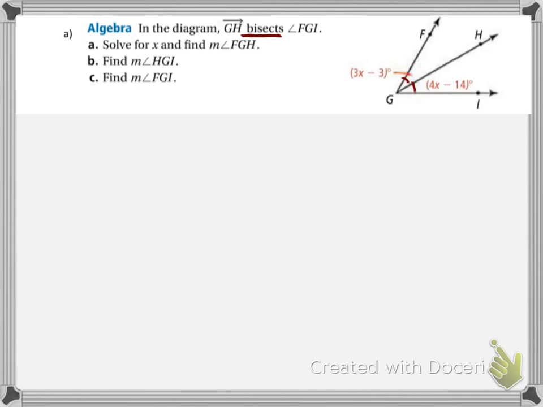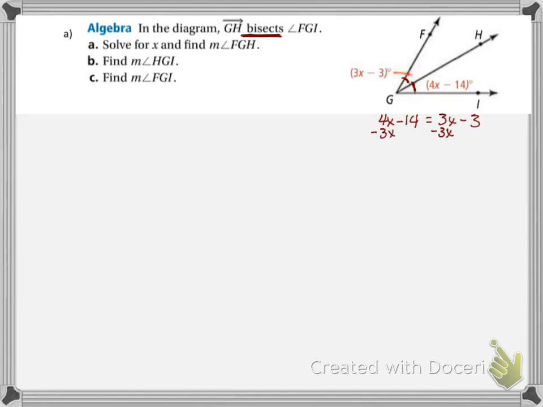So we have, trying to figure out where to work, I think I'll work right here. So I've got 4x minus 14 equals 3x minus 3. Okay, so now we've got an equal sign that's in between. So we've got to get the variables on the same side. So we have to undo the 3x.